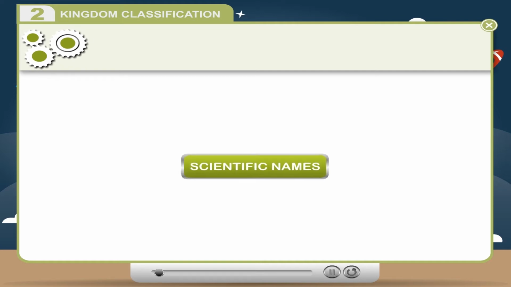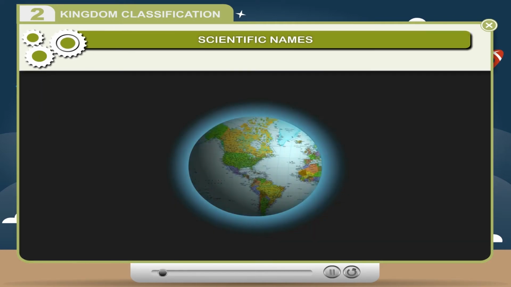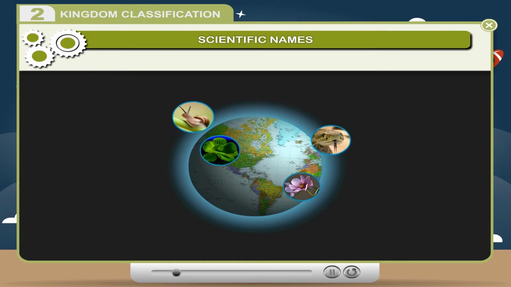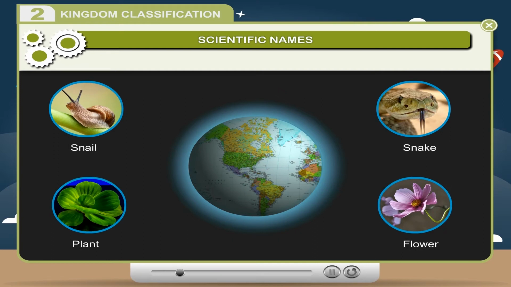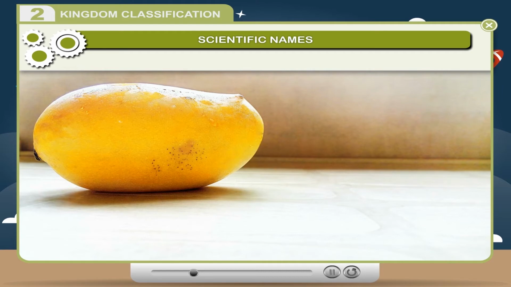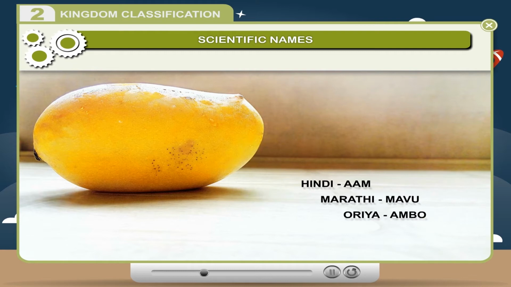Scientific names. A number of languages are spoken all over the world. The names of the same animal or plant may vary from one place to another. When the names of plants and animals are given according to the convenience of local people, they are called common names. In Hindi, mango is called aam, mavu in Marathi, ambo in Uriya, and mamidi in Tamil.